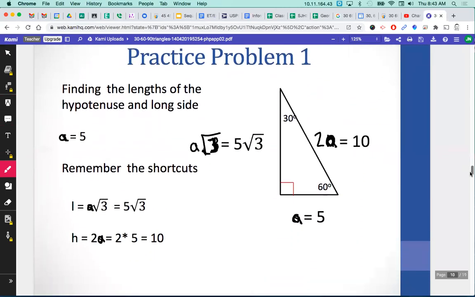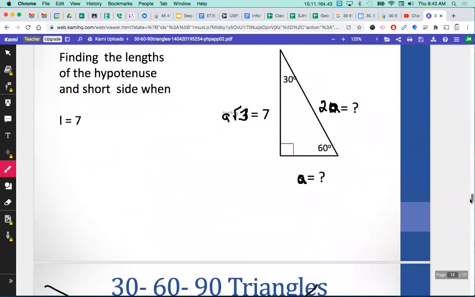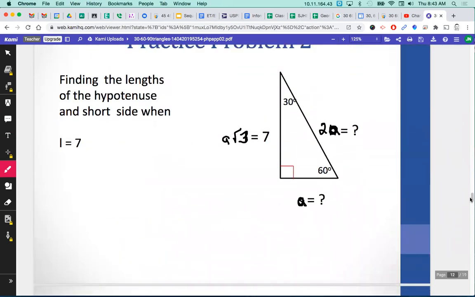Okay, 5 radical 3 and 10. All right, here's one where the length we're given is the length of the longer leg. And we know it's the longer leg because it's across from 60. Right? So this is the equation I need to focus on to start. A radical 3 equals 7.